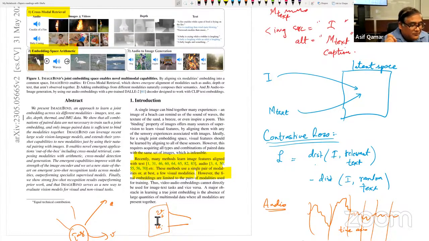Finally, we show strong few-shot recognition results outperforming prior work, and that ImageBind serves as a new way to evaluate vision models for visual and non-visual tasks. Right? So it is a good result. And of course, these days it's almost hard to get any paper accepted unless you say that it does better than the state of the art.